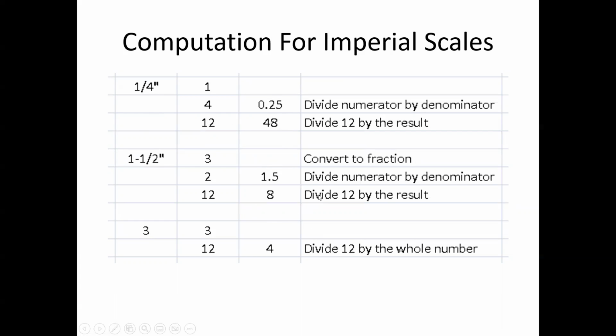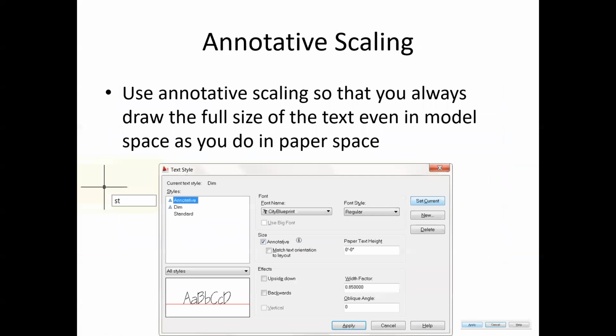Again, this can sound gibberish or really confusing. What I really like is the annotative text style. What does this mean? Well, this means that a particular text will always be printed at that height, even if you change the scale. So 1 to 100, 1 to 50, 1 to 150, your text will always print at that same height.